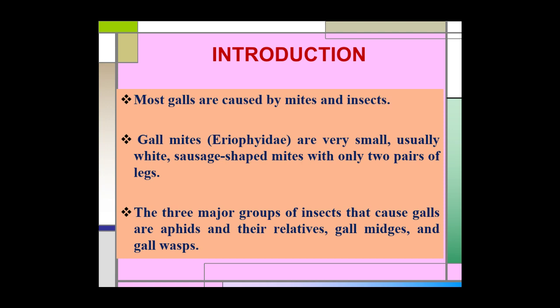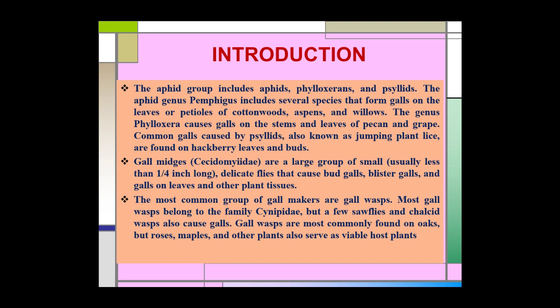Most galls are caused by mites and insects. Gall mites, Eriophyidae, are very small, usually white, sausage shaped mites with only two pairs of legs. The three major groups of insects that cause galls are aphids and their relatives, gall midges, and gall wasps. The aphid group includes aphids, phylloxerans, and psyllids.